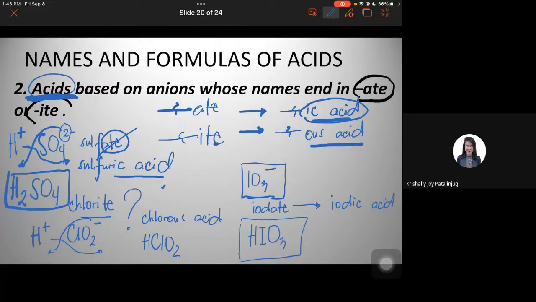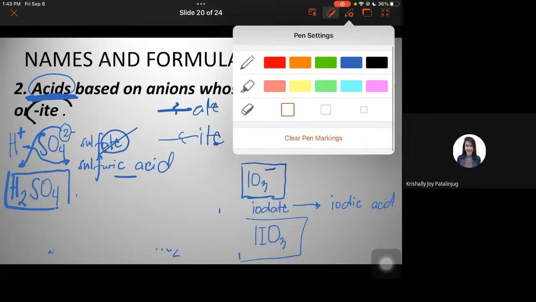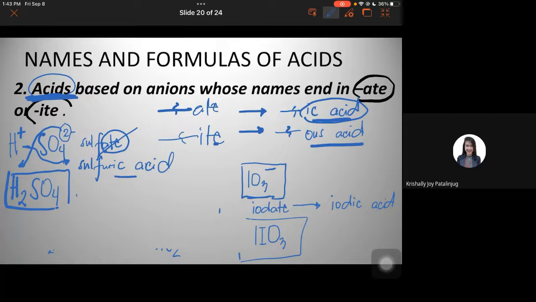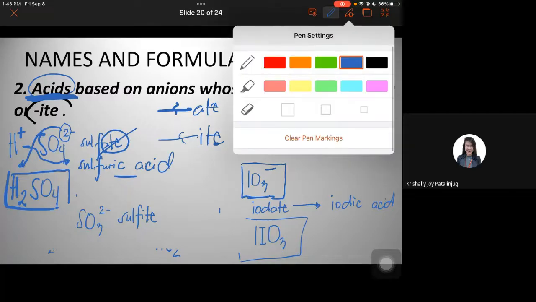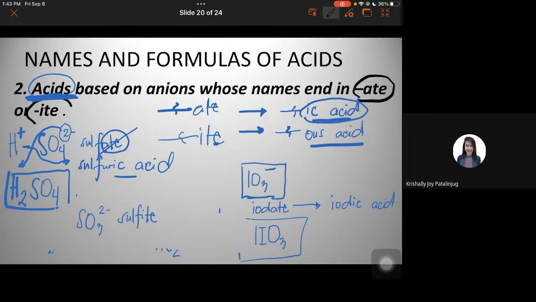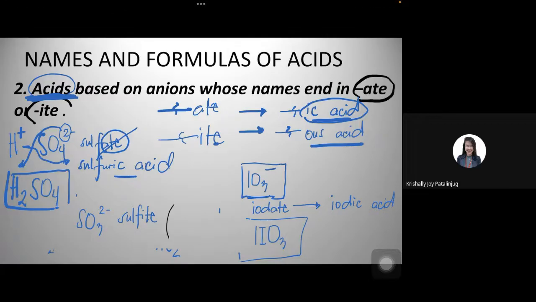Last example. Let's say the ite form of sulfate. The ite form of sulfate is SO3 2 negative. This is sulfite, with one less oxygen than sulfate. What would be the name of the acid? The name of the acid we can derive from this would be sulfurous acid. And the formula would be H2SO3. So that's it.